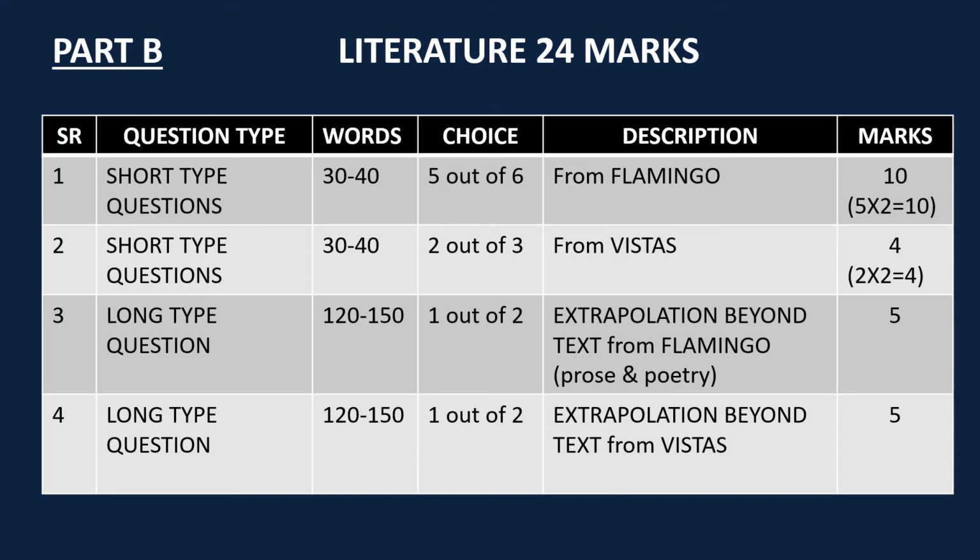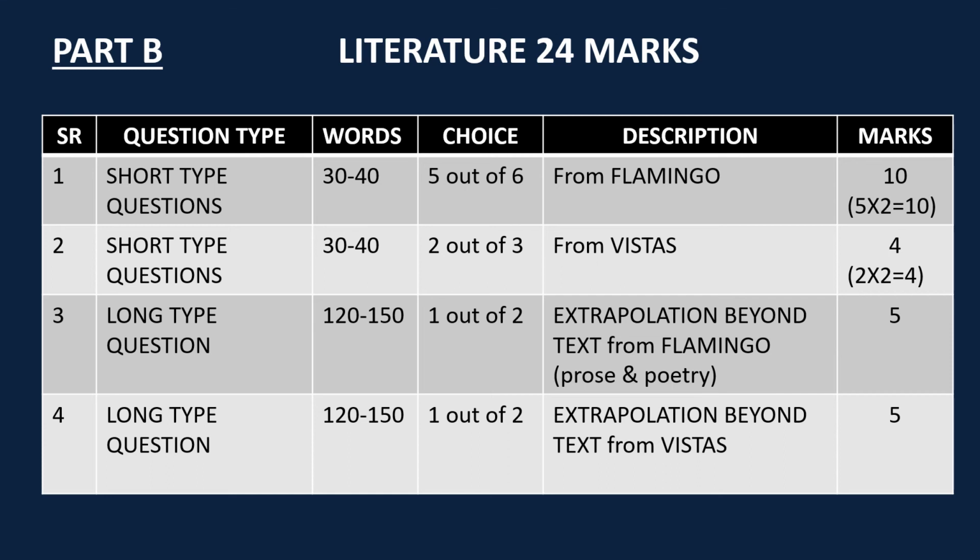Second is short type questions. Again 30 to 40 words. You will be given 3 questions, out of which you will take 2, but this time it is from Vistas only. Each question will be for 2 marks, so the total will be 4 marks for the second type of short question. Next we are going on to long questions.